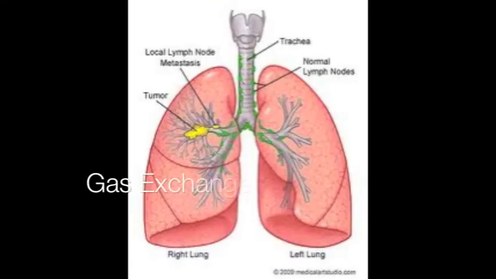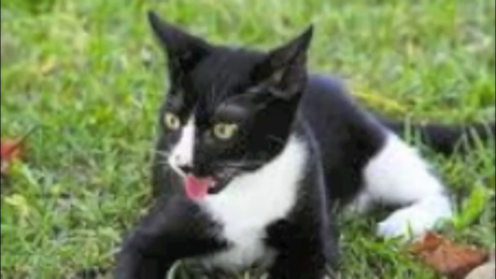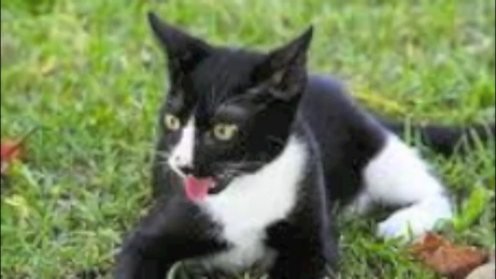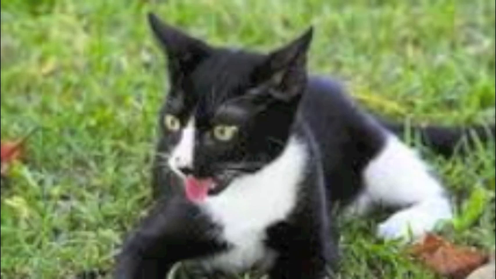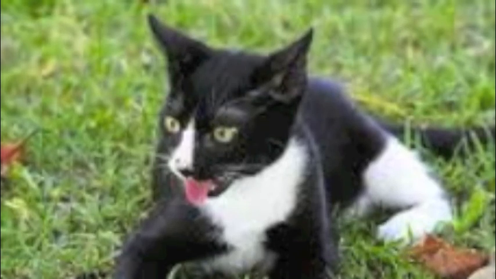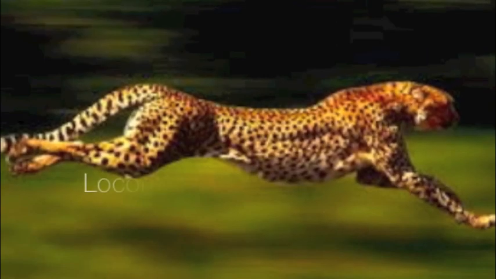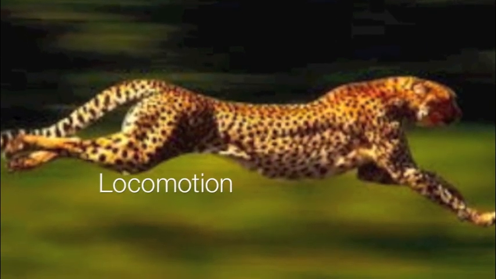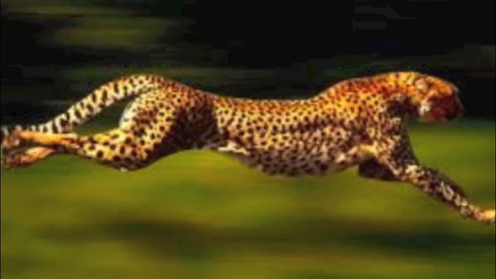Chordate structures for gas exchange are gills, modified swim bladder, skin, and lungs. They help with the diffusion of oxygen and CO2. There is also hemoglobin, which carries oxygen and carbon dioxide. The adaptive value is increased surface area and increased oxygen-carbon dioxide exchange. Chordate structures for locomotion are skeleton and muscles.